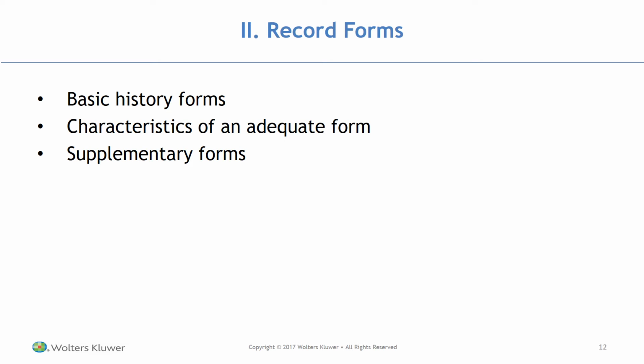So when we're looking at the record forms, we have the basic history forms, and the forms are available commercially or from the American Dental Association. I believe there's a copy in your book. Let me just pull up the book here quick while I am doing this. Yes, there is a sample in the book, and it's figure 10-1.